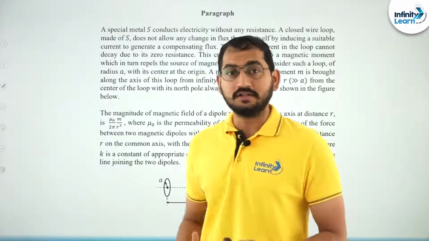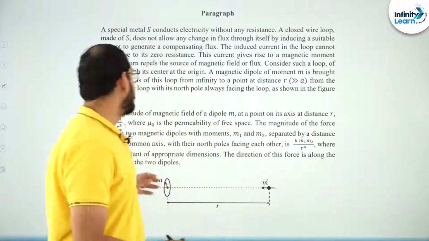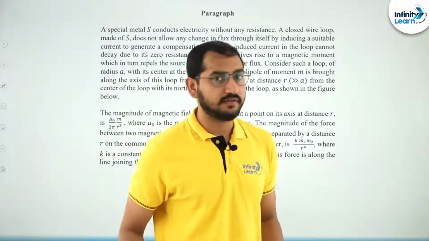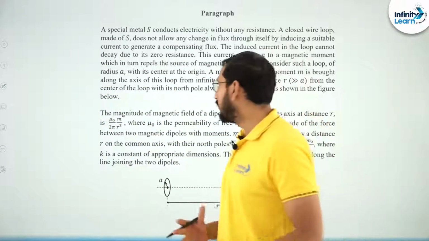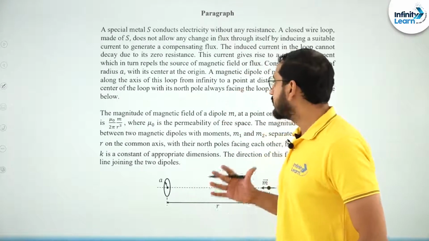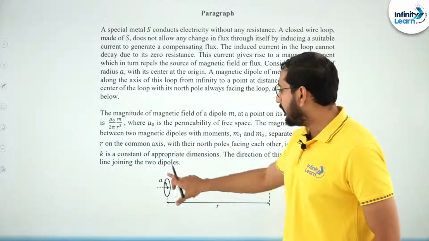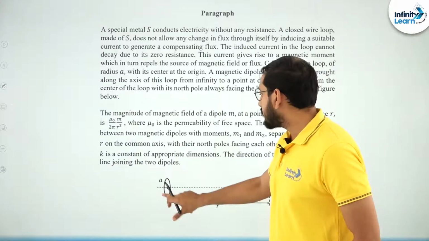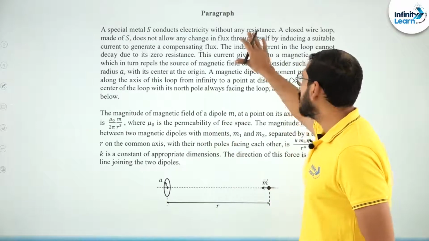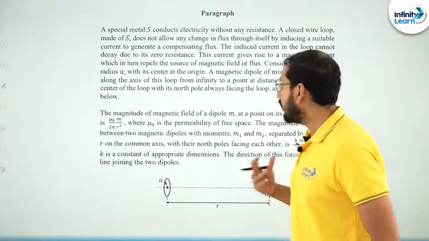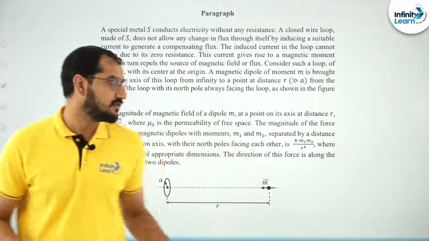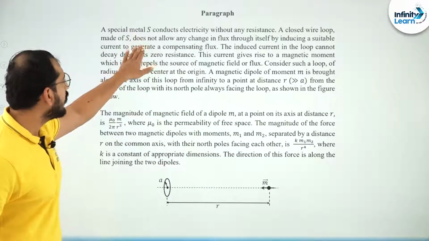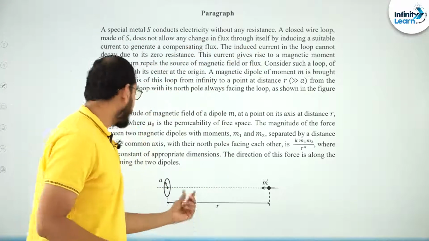All right, so this time Advanced has given a very big data and a hypothetical situation we have to consider while solving this question. Okay, so let's go deep in the question. What is given in the question is that we have a ring over here which is made up of a very special material, all right, and this material has a property that it has no resistance at all. Okay, now what are the effects if there is no resistance in this loop? What will happen is that this closed wire loop will not allow any change in the flux occurring through it.